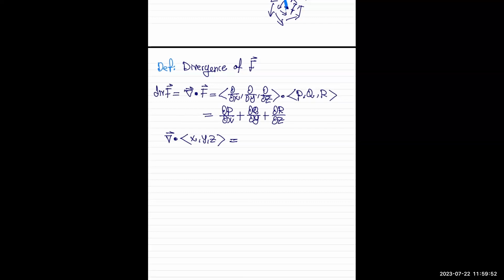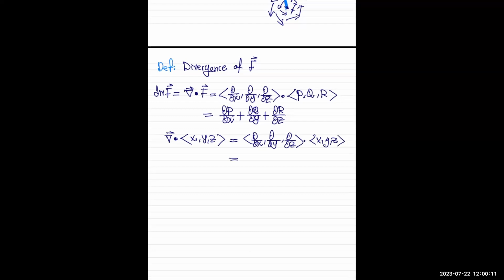So the divergence of the position vector field x, y, z is, again, write down the del operator. You want to dot it with x, y, z, which gives us the derivative of x with respect to x. That's 1. The derivative of y with respect to y, and z with respect to z, they're all 1. So we get 3 as the divergence of F.